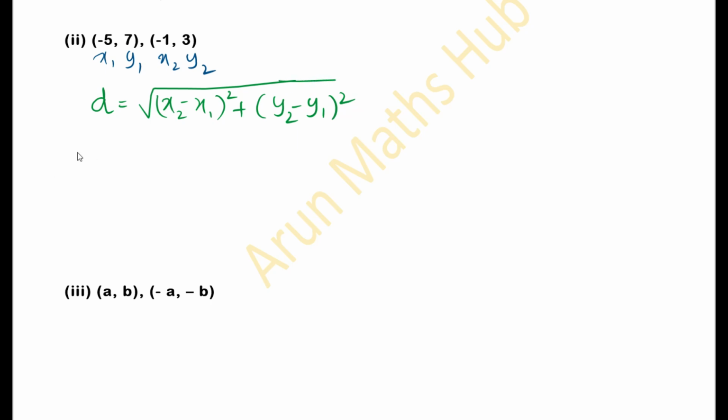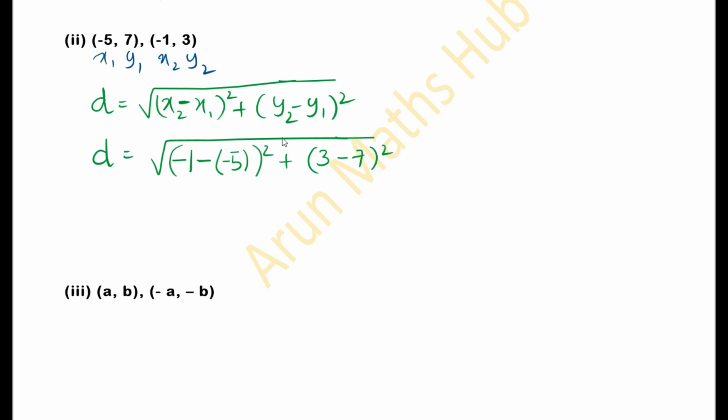Now what you need to do? Just substitute the values x1, y1 and x2, y2. What is x2? x2 is minus 1 as it is. What is x1? x1 is minus 5. Don't get confused. Already we have minus in the formula, right? Minus, then write down the x1 value, that is minus 5 in the bracket. Now whole square. Plus what is y2? y2 is 3. y1 is 7 whole square.